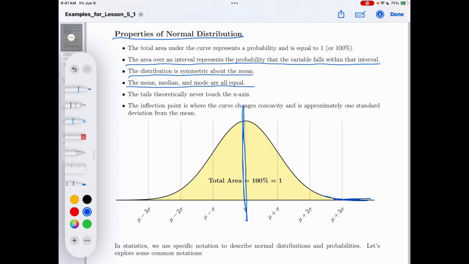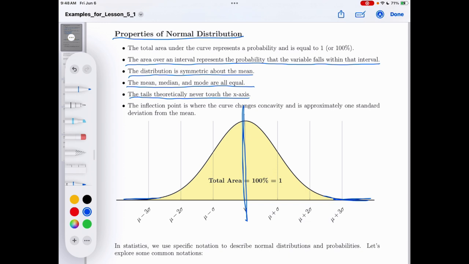Now it looks like here that the tails touch the graph, but theoretically the tails never touch the x-axis. So I want you to picture when those tails come down, it's going to get closer and closer and closer to the x-axis, but it's never, theoretically, never going to actually touch the x-axis. And that's based on the formula for the distribution function.